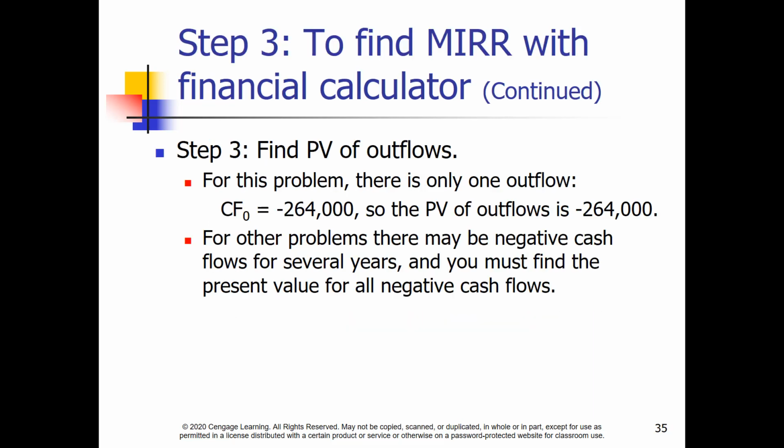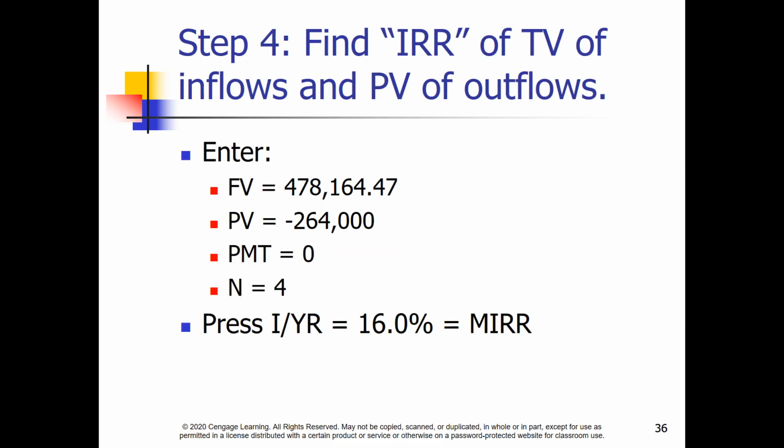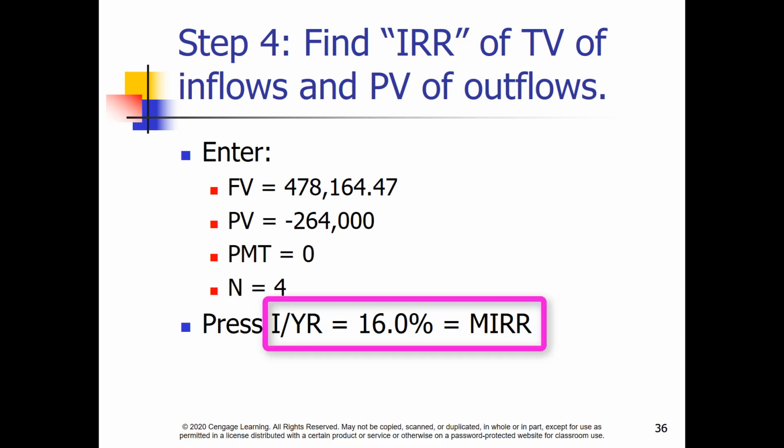Again, be careful if there's more than one negative cash flow in the cash flow stream. If so, the negative cash flow must be discounted back to time zero and added to the initial outflow. Also, when entering the cash flows in the cash flow worksheet for step 1, the negative cash flow must be accounted for by entering a 0. We now have all the variables to find MIRR. Simply use the TVM keys as shown and solve for I/Y, which is the MIRR.